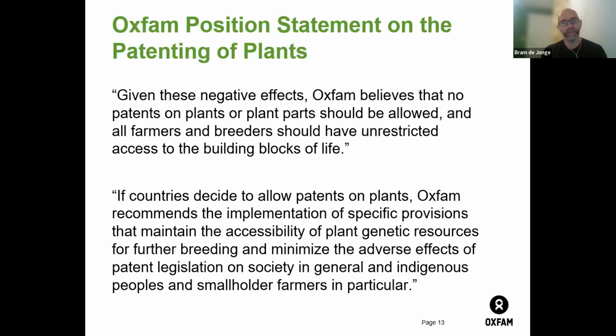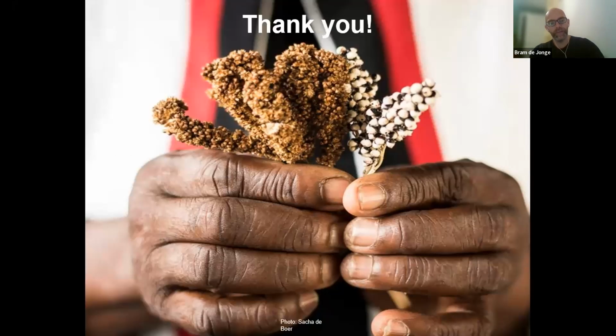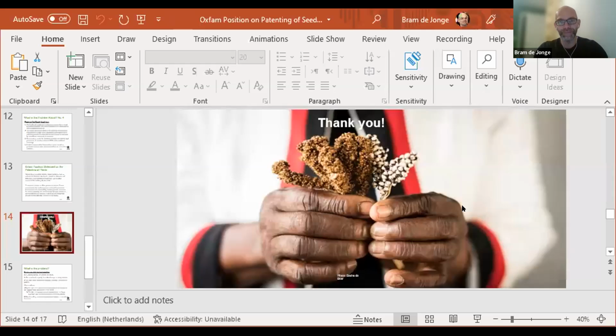we think it's useful to be aware and conscious of the various exemptions that could be included in existing patent laws. So if countries decide to allow patents on plants, Oxfam recommends the implementation of provisions that maintain the accessibility of plant genetic resources for further breeding and minimize the adverse effects of patent legislation on society in general and indigenous peoples and smaller farmers in particular. So with that, I would like to thank you, and I'm looking forward to the discussion. I hope we will have some discussion in the remainder of the session.